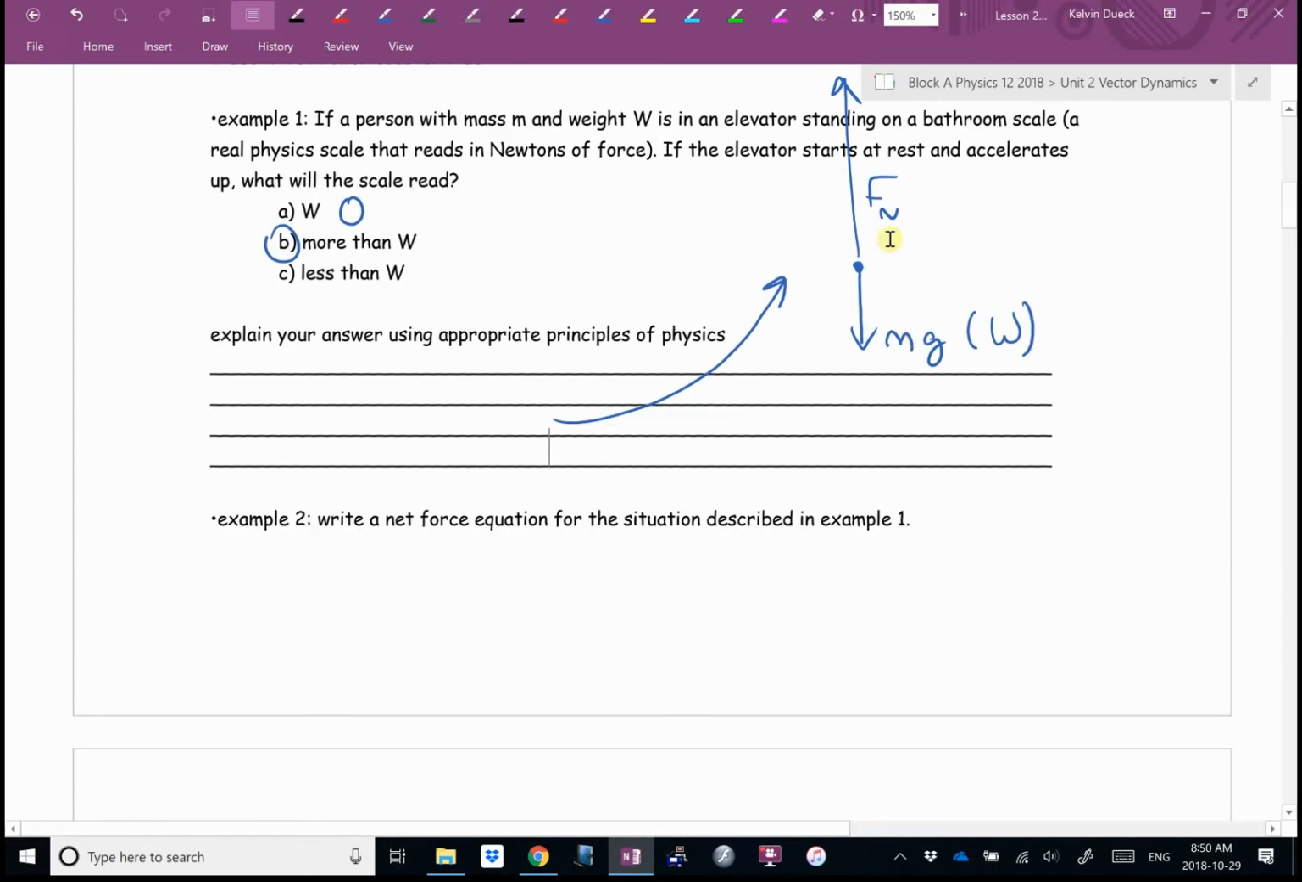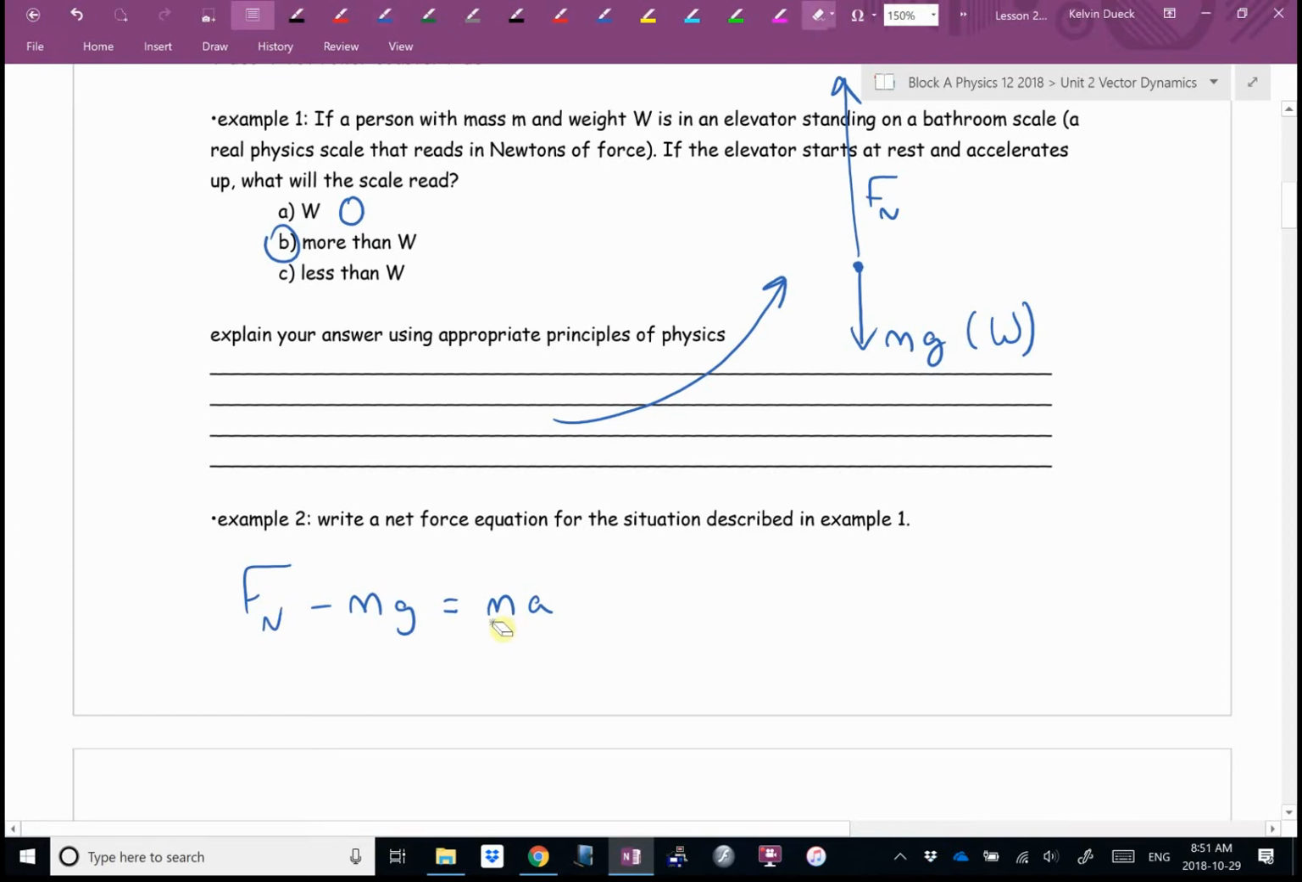Who's winning? Who's losing? What does winner minus loser always equal? F net. But what's F net? ma. What that means is I could give you the acceleration and you could find the normal force. I could tell you the scale reading and you could find what the elevator was accelerating at.